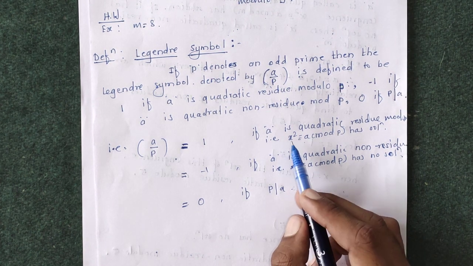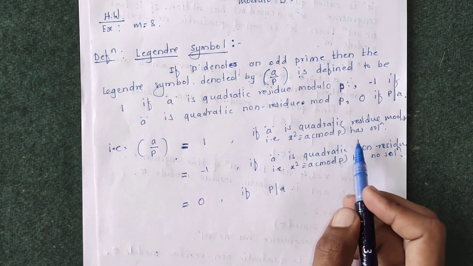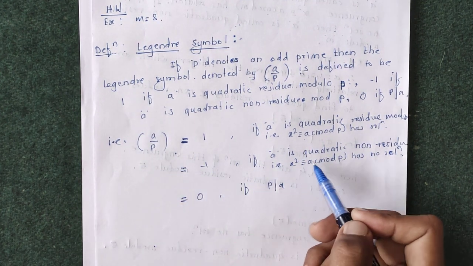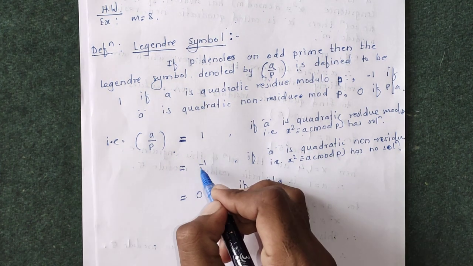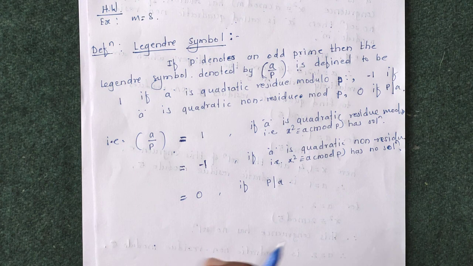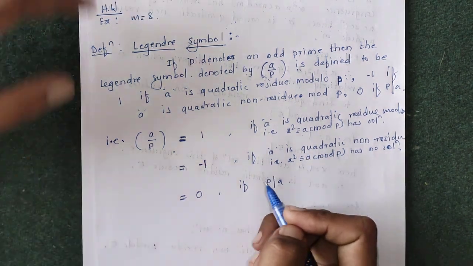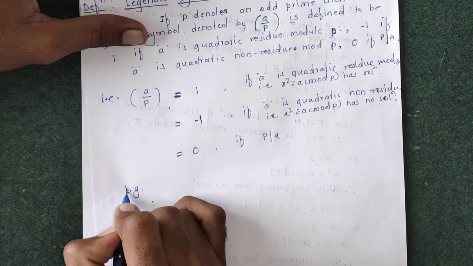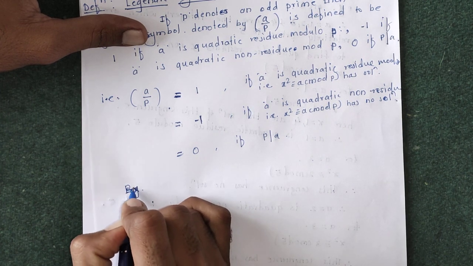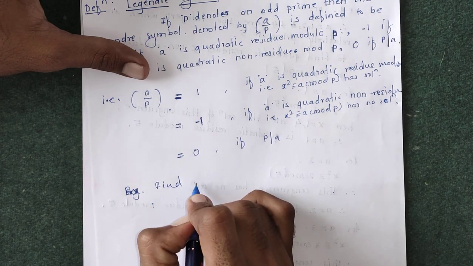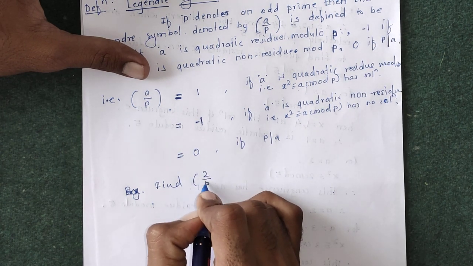If the congruence x square is congruent to a mod p has a solution, then we say that the Legendre symbol of a and p is equal to 1, and if that congruence has no solution, then we say that the Legendre symbol of a and p is equal to minus 1. This is the definition of the Legendre symbol. So for example, we can take the example: find the Legendre symbol of 2 and 5.